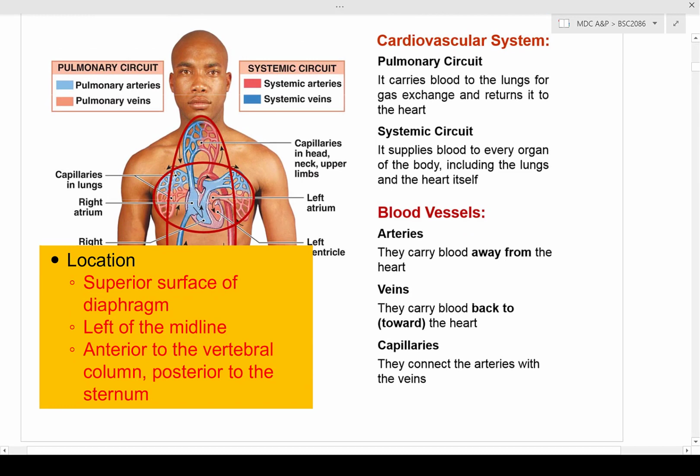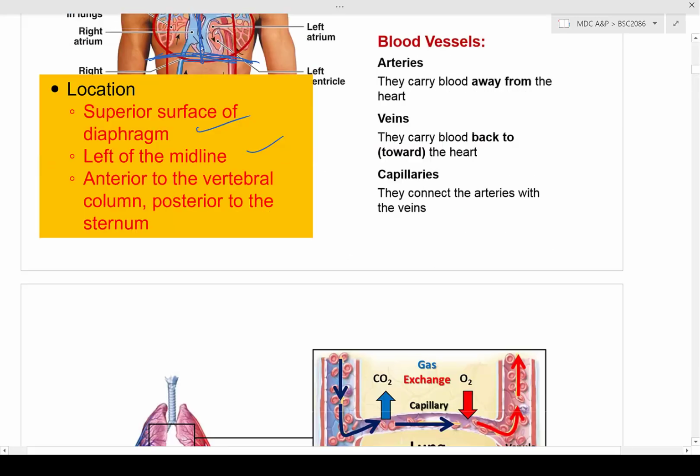So what is the location of the heart? Well, it is on the superior surface of the diaphragm, because your diaphragm is supposed to be somewhere around here. It is left of the midline, because your midline is somewhere around here, so it's more towards the left side of the body. And it's anterior to the vertebral column. You guys know that the vertebral column is all the way to the back, right? It is posterior to the sternum. So in other words, it's protected by your rib cage.